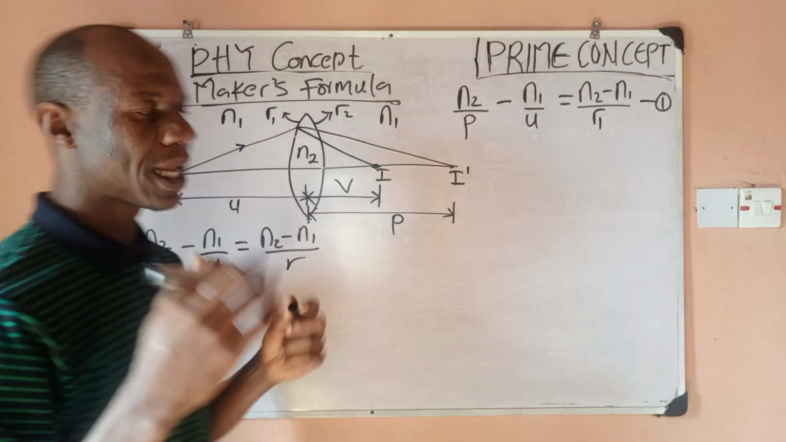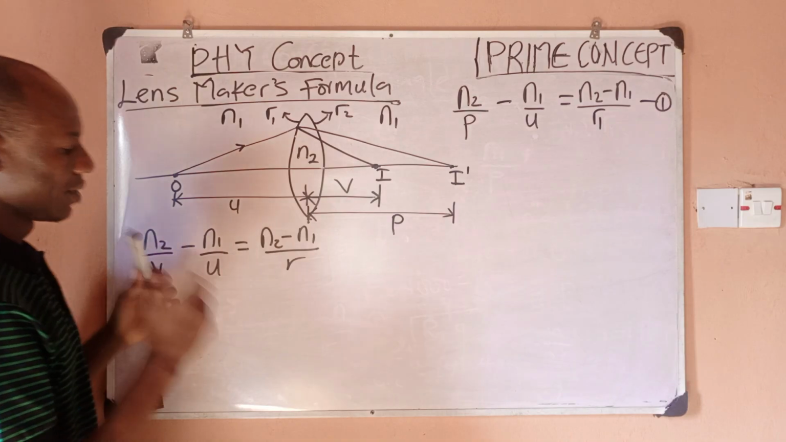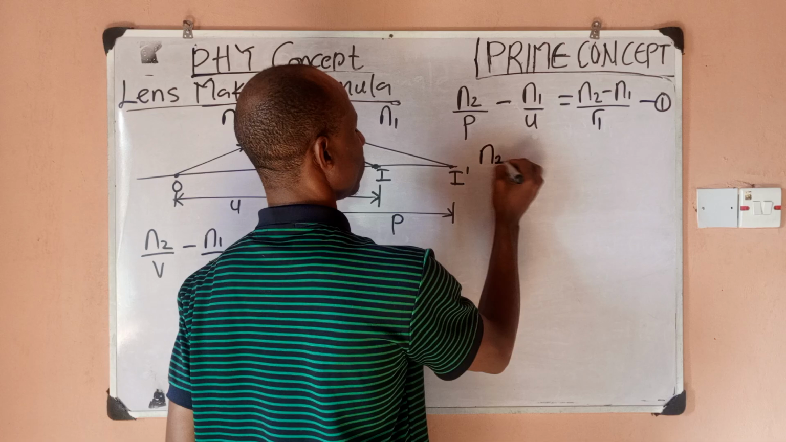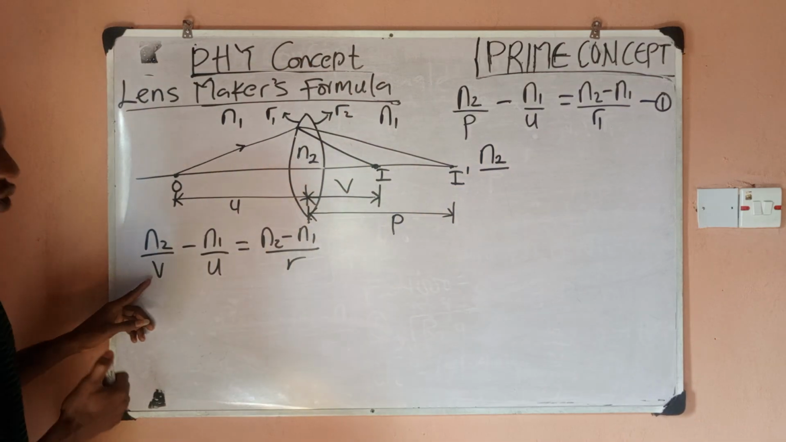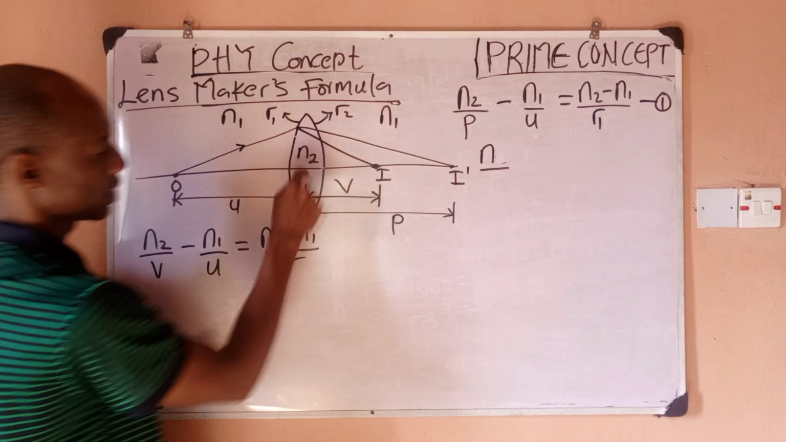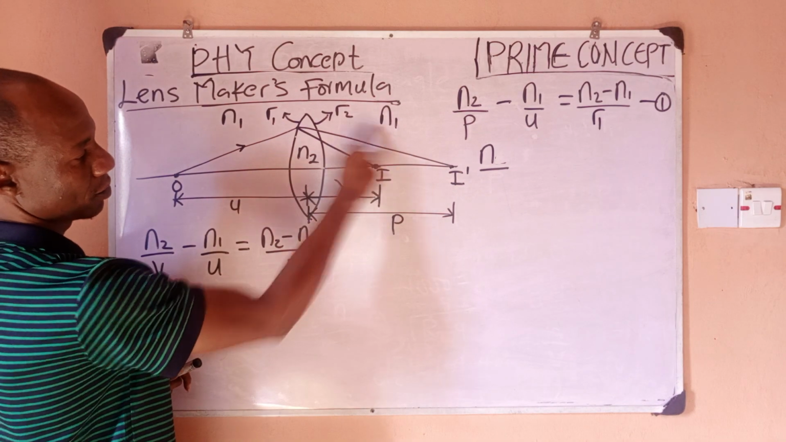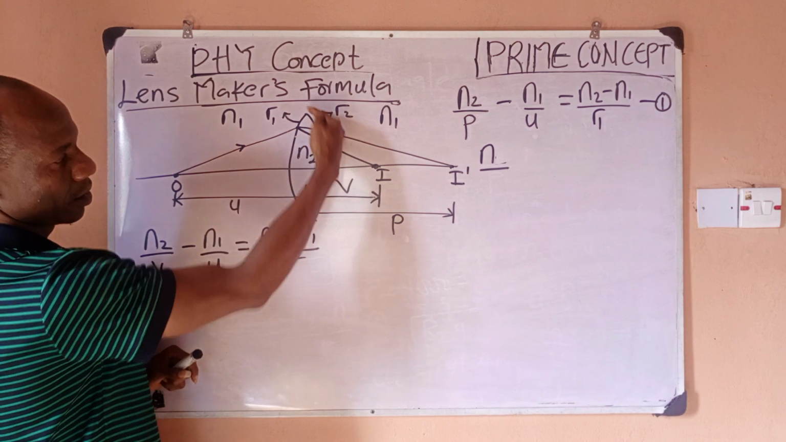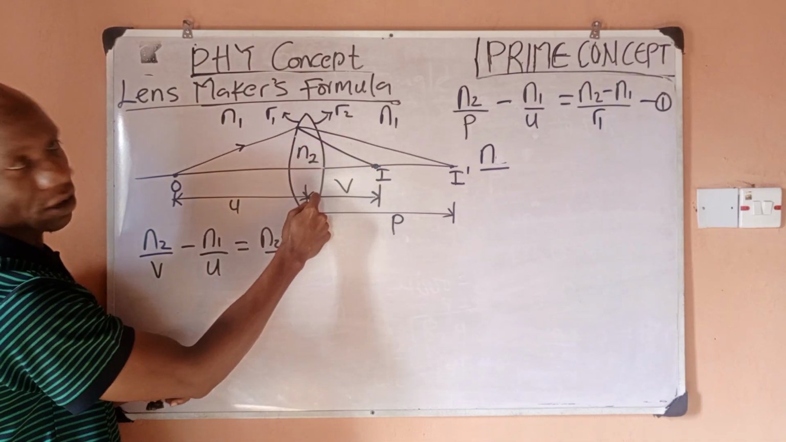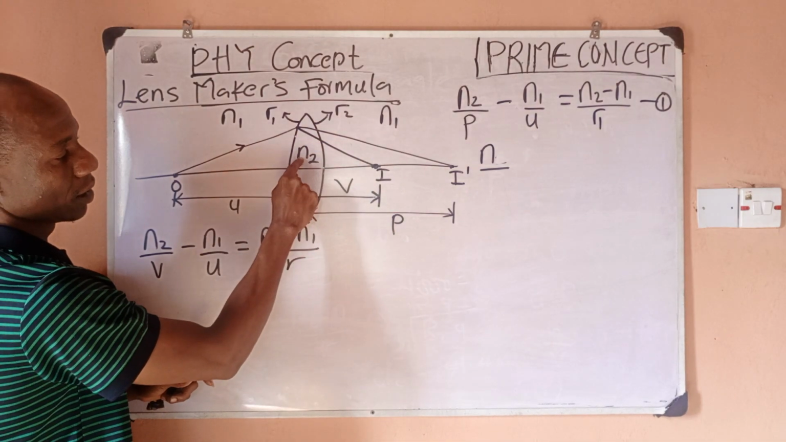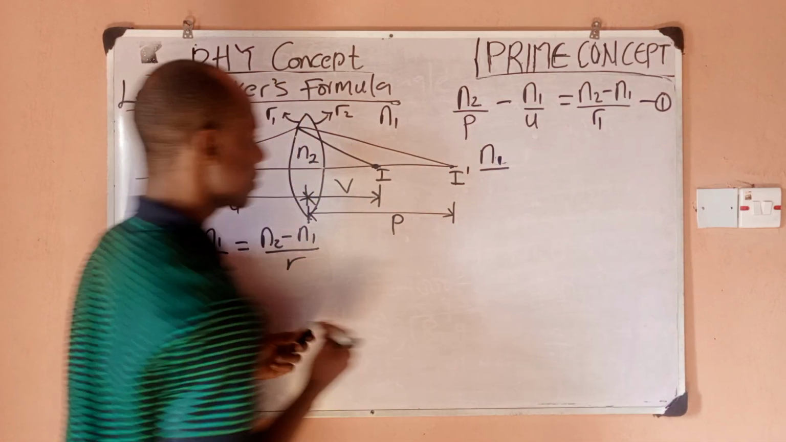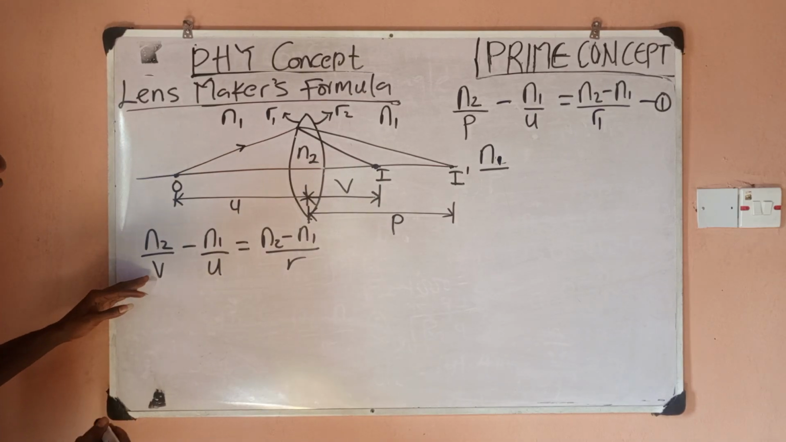Now, if I apply the same relationship for the second surface, remember this is the refractive index at the second surface. So for the second surface, I'll have N2 over the image at that second surface. Considering this surface now, N2 becomes the refractive index of the first medium. So N2 is the first, then N1 is the second. So I'm going to say N1 divided by the image at that point.